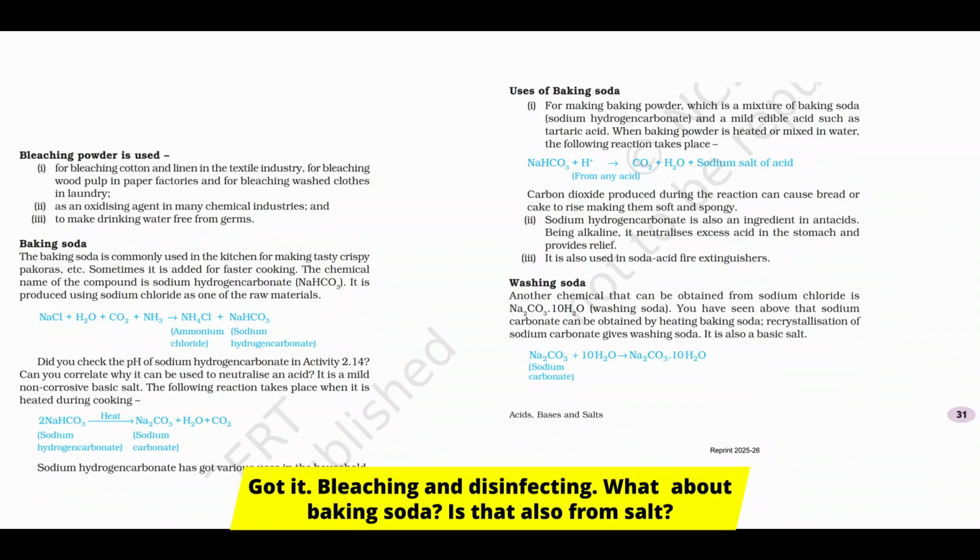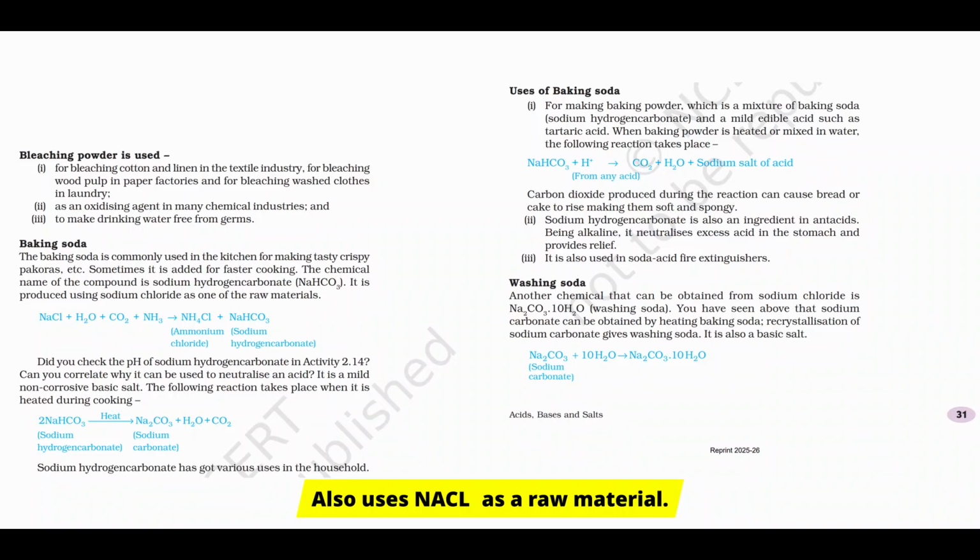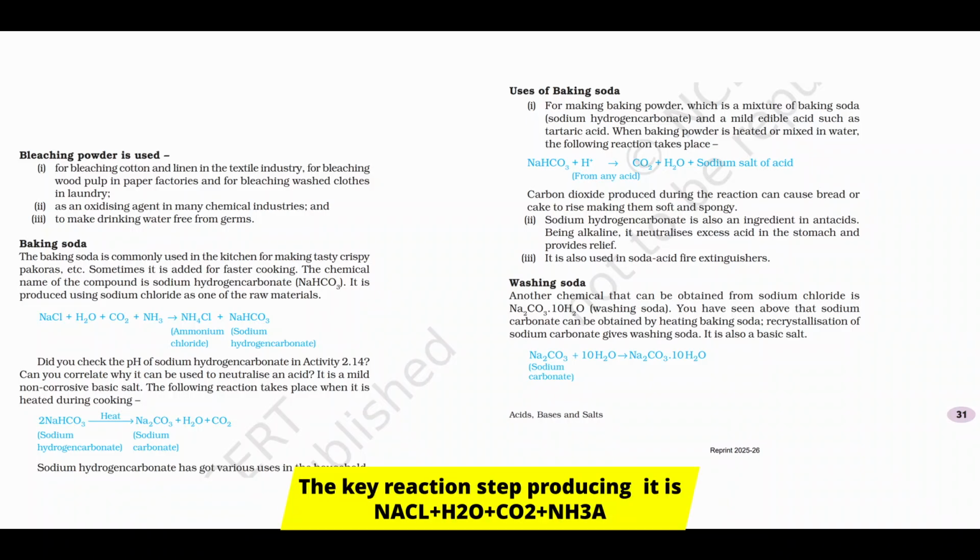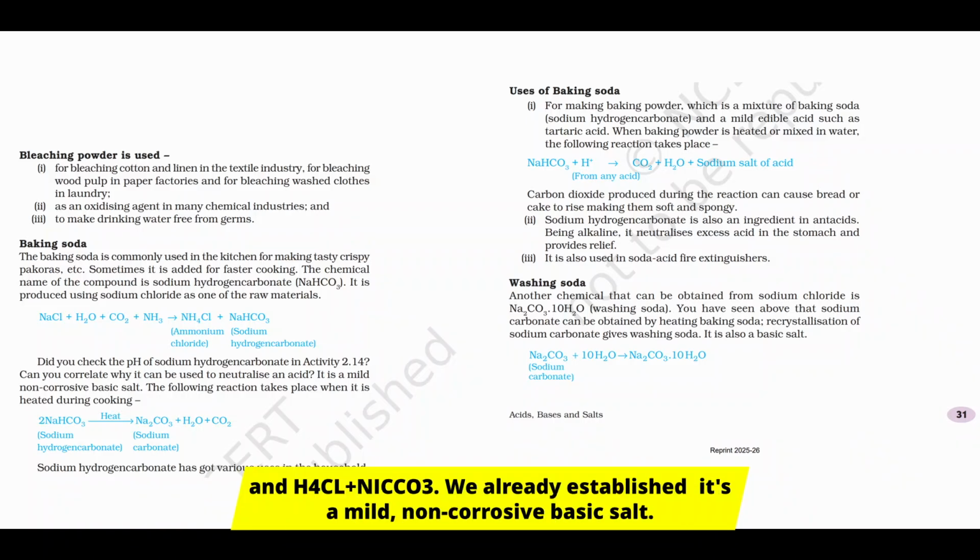What about baking soda? Is that also from salt? Yes. Baking soda, sodium hydrogencarbonate, NaHCO3, also uses NaCl as a raw material. It's typically made using the Solvay process, though you might not need all the details, involving NaCl, water, CO2, and ammonia. The key reaction step producing it is NaCl + H2O + CO2 + NH3 → NH4Cl + NaHCO3.